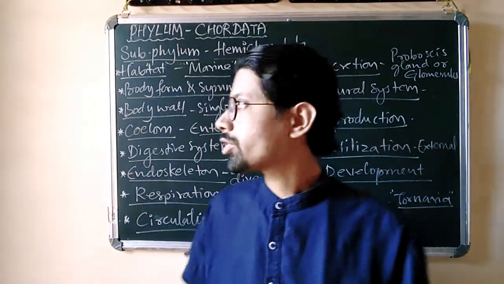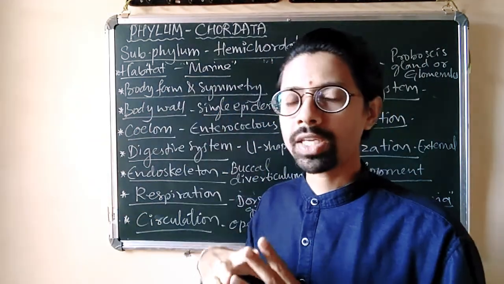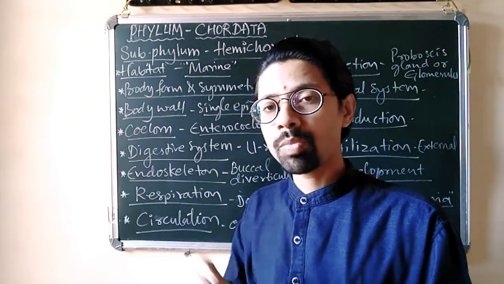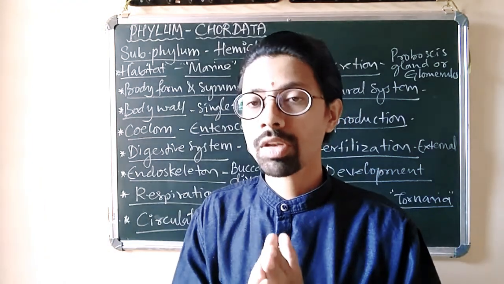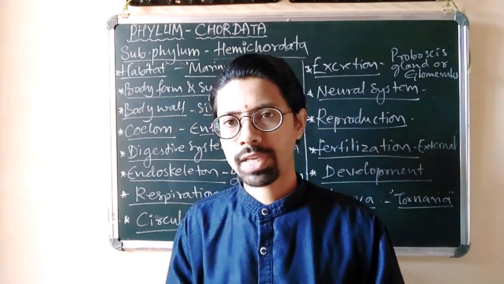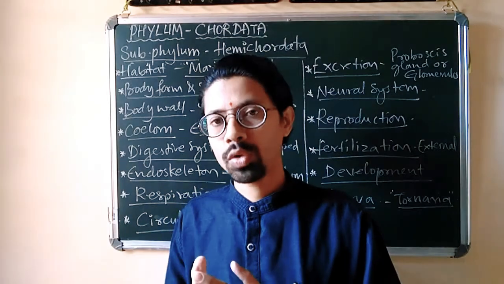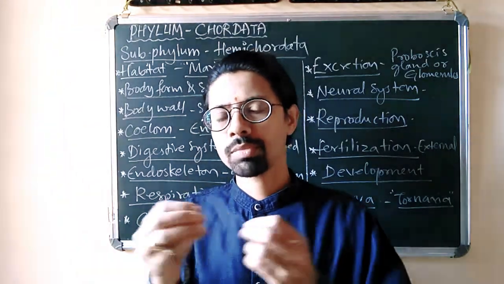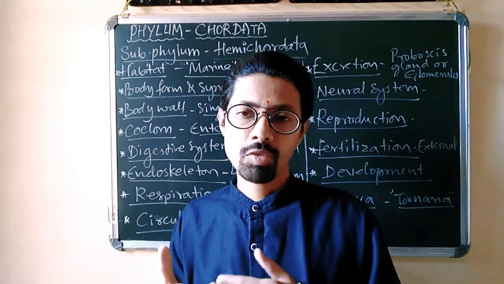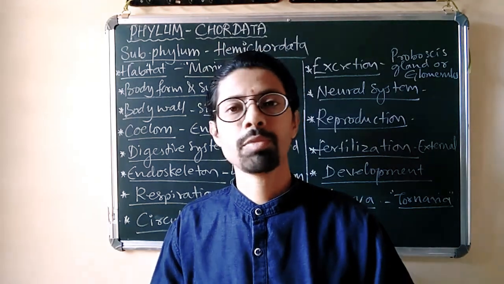Along with that, the symmetry is bilateral, the body is vermiform, and they live inside tube-like structures. So they are also called tubicolous animals. What kind of association do they have? Some of them are solitary, they live alone, and some of them are colonial. But they have the characters I just said: bilateral symmetry, eucoelomate, triploblastic.